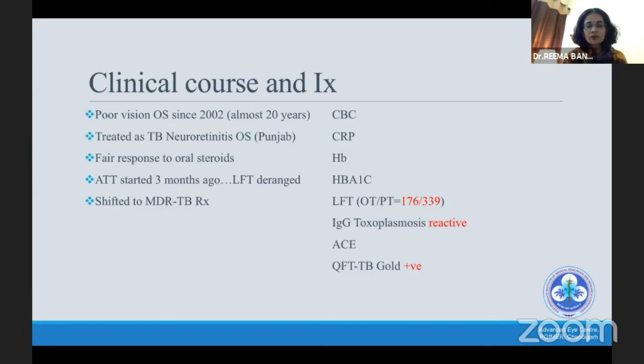His treating ophthalmologist started ATT 3 months ago. And when the LFTs were severely deranged, he was switched to multi-drug resistant TB treatment. His blood profile showed severely deranged LFT, IgG toxo-reactive, and TB Quantiferon Gold positive, and for which his treating ophthalmologist treated him with anti-TB therapy, and that too MDR TB treatment because he was not responding.